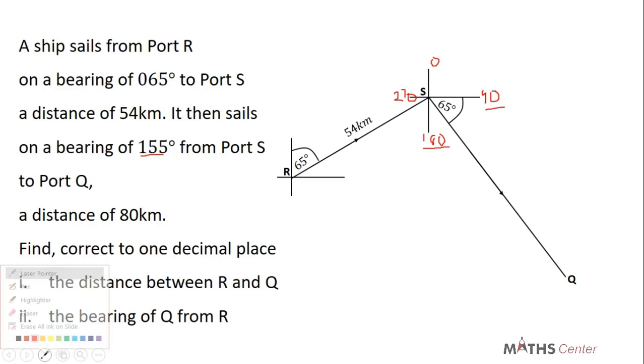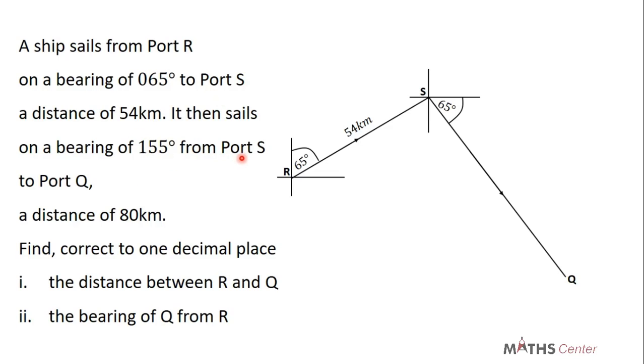So you have been able to illustrate this information here on the diagram. It says that from port S to port Q is a distance of 80 kilometers. So from port S to port Q is 80 kilometers. Once again, on this diagram, you can see that from R to S is 54 kilometers. From S to Q is 80 kilometers.